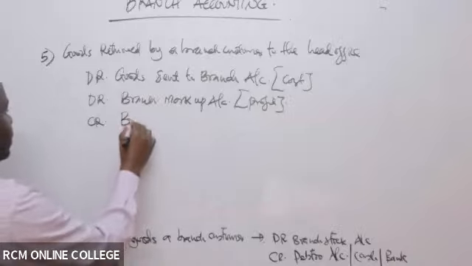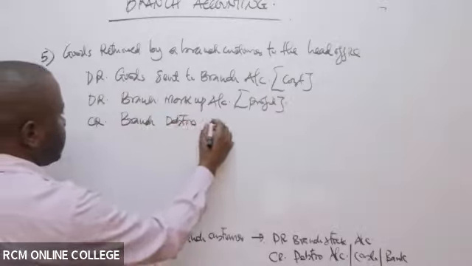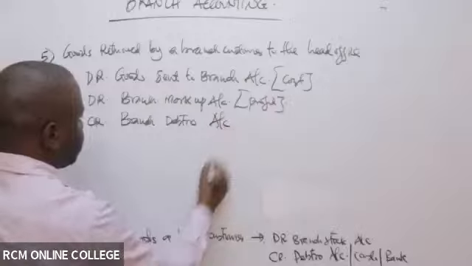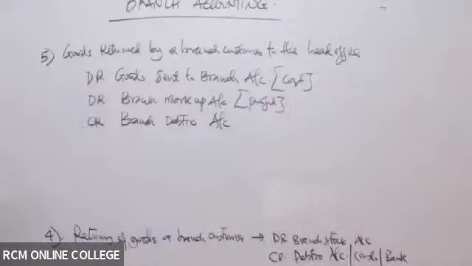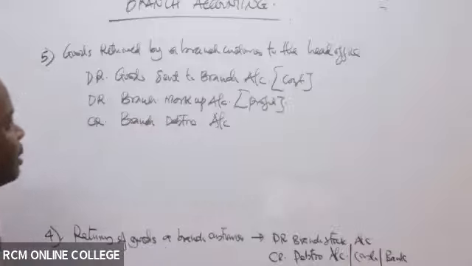You credit the branch debtors account. So in this case, if you look at, for example, number 2, it is like a return that has been made of these goods by the branch to the head office. You can see what you're doing in number 2. Whenever the branch returns the goods to the head office, we debit the goods sent to the branch account. And we debit what?